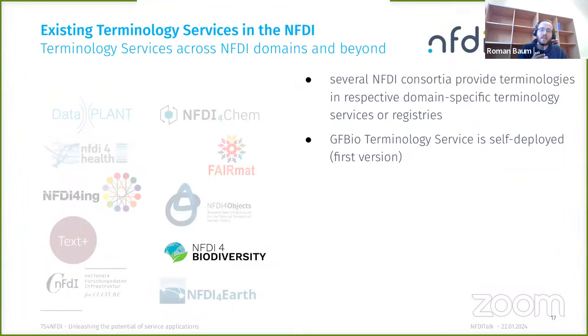But I mentioned there's another terminology service I want to focus on. And this is the one from NFDI4Biodiversity, which has a first version, the GFBio terminology service, which was self-deployed in the past. But they also created a new terminology service, which is called BiodivPortal, and this one is based on OntoPortal. At the moment, both of the systems are online, but in the future, they only want to concentrate on the BiodivPortal, which is based on OntoPortal.